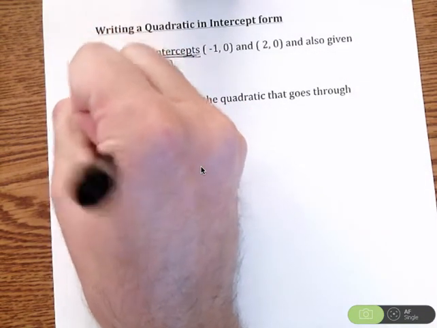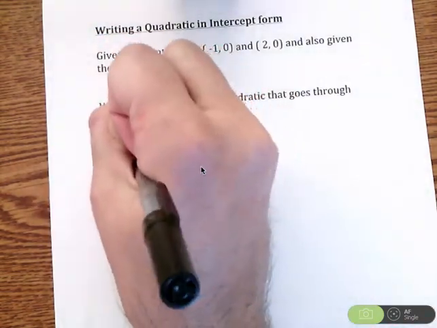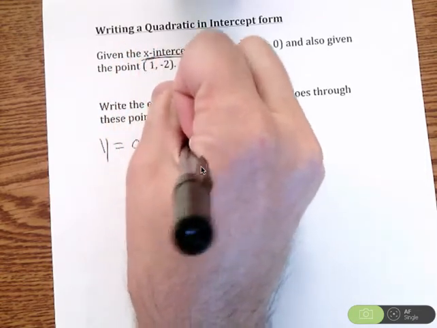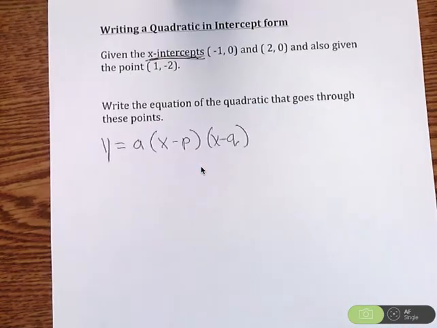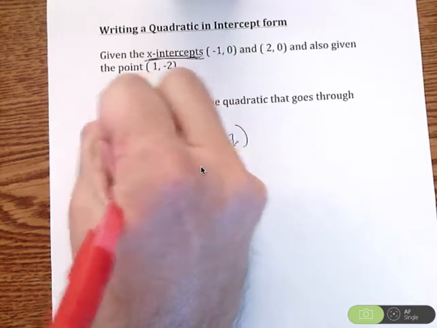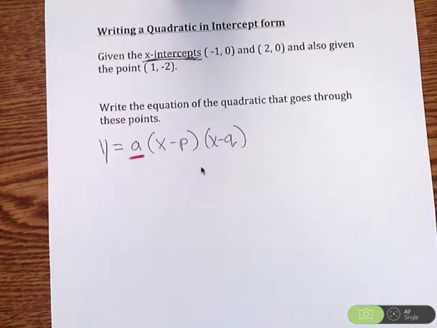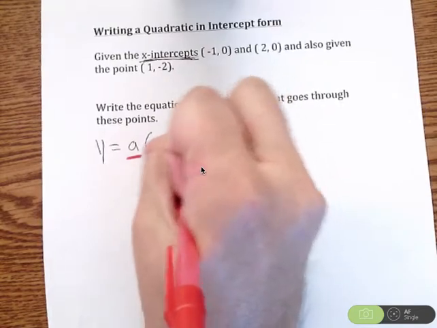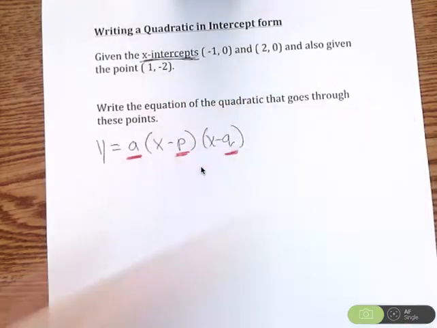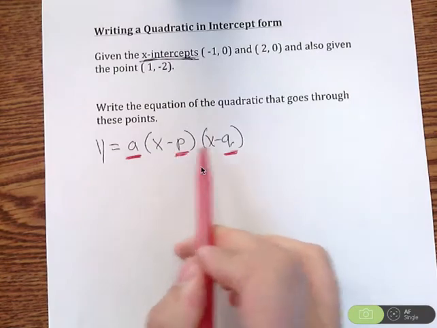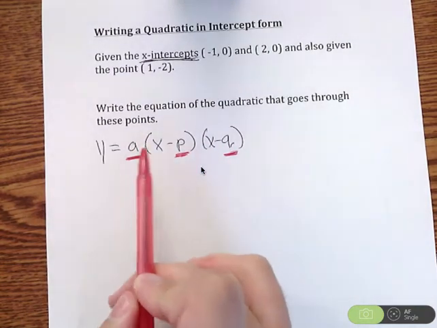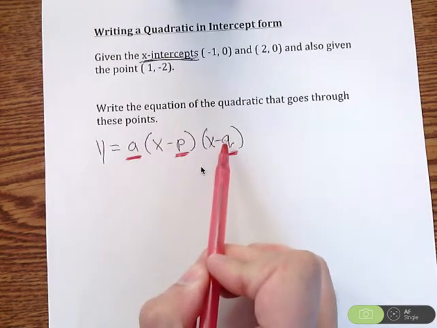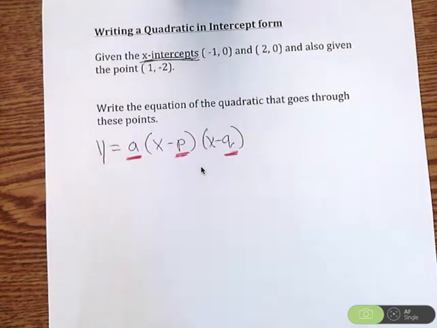As a reminder, intercept form is y equals a times (x minus p) times (x minus q), both in parentheses. The key pieces here are a, which is your vertical stretch or shrink, and then p and q, which are our x-intercepts. When this problem is all said and done, I want to know what a, p, and q are, and I'm going to rewrite this with a, p, and q filled in.